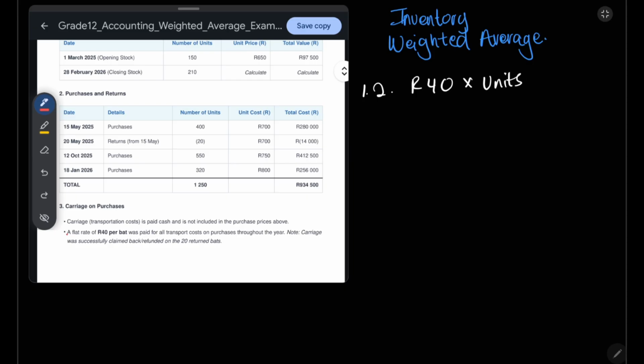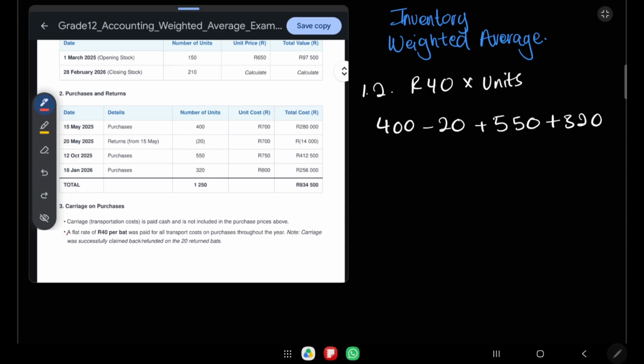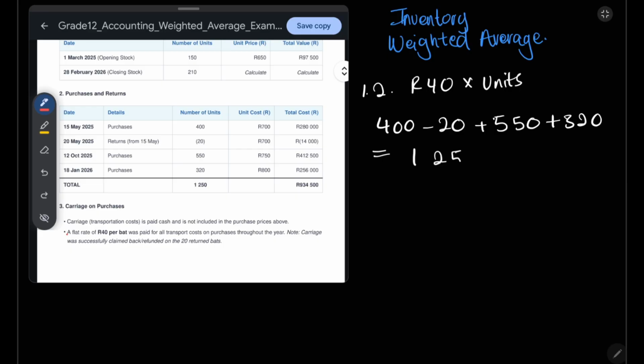Now let's look at our units. We have carriage on purchases, meaning we have to start here at purchases. We don't have to include our opening stock. So we have to see our 400 units minus our 20 plus the 550, plus the 320. When we add this, we should get 1,250 units.